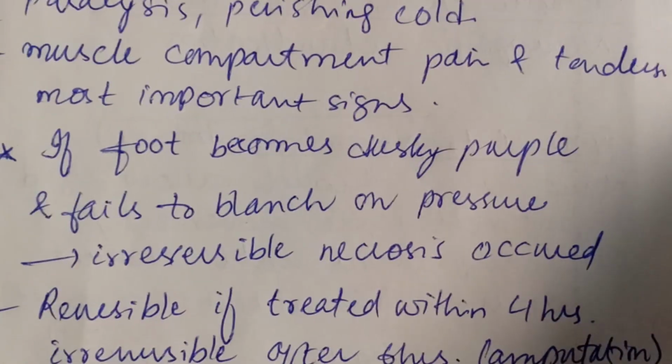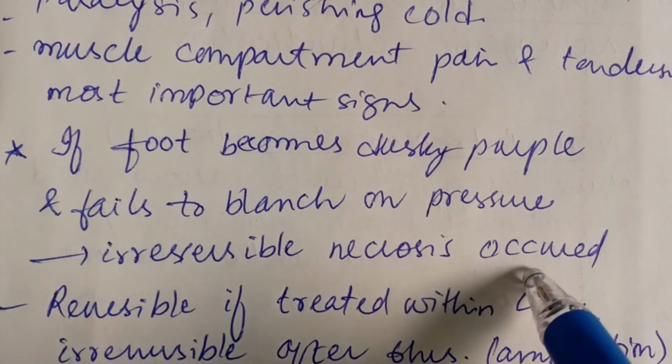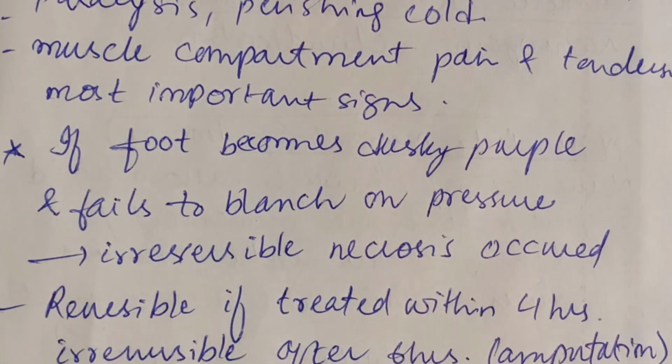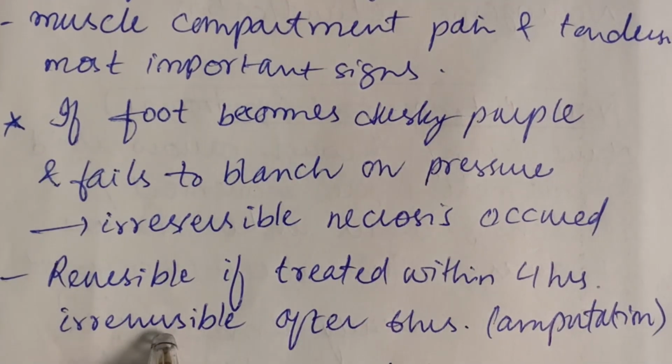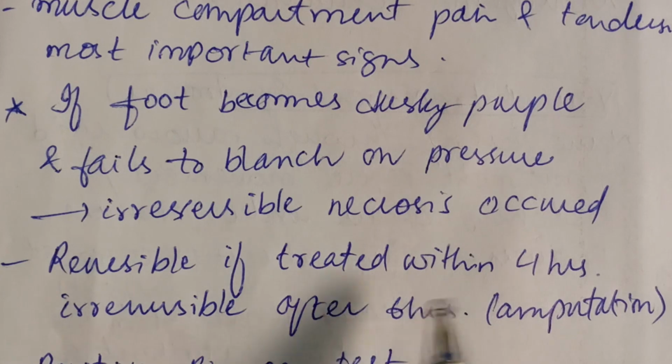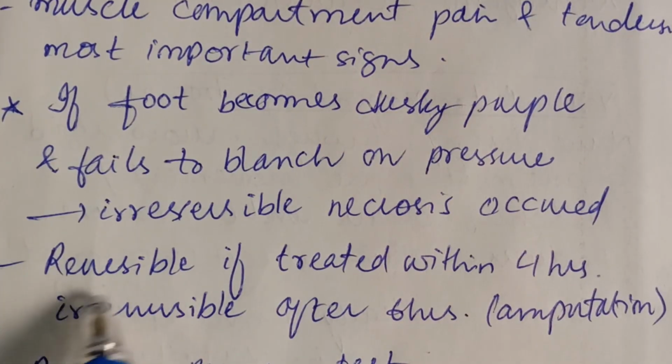A very important point: if the foot becomes dusky purple and fails to blanch on pressure, that means irreversible necrosis has occurred, and it is usually after 6 hours that it gets irreversible, and the amputation would follow. But if the patient is treated within 4 hours, the condition would be reversible.